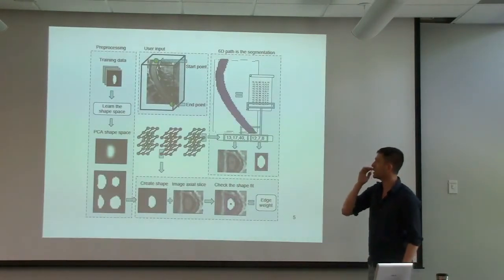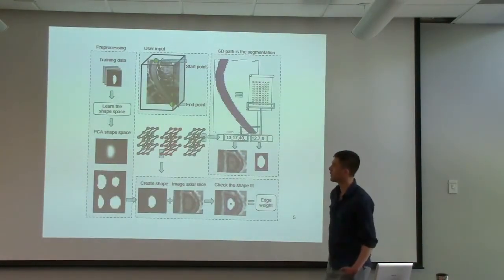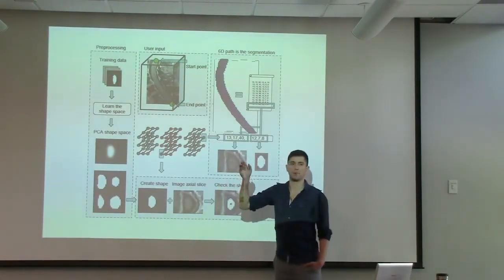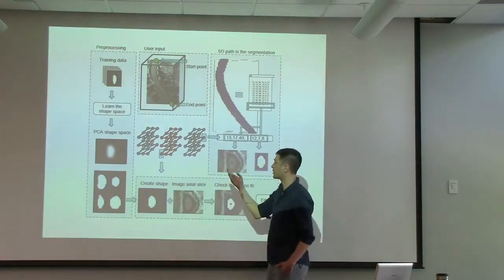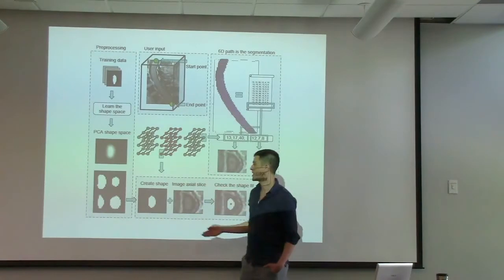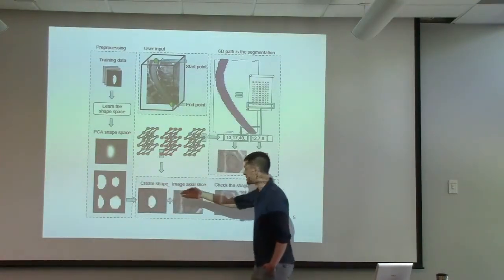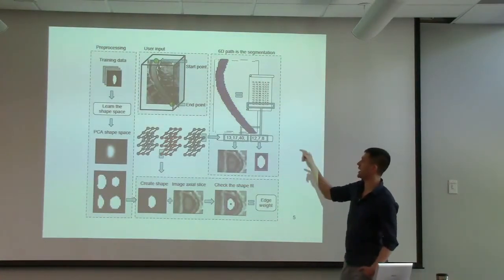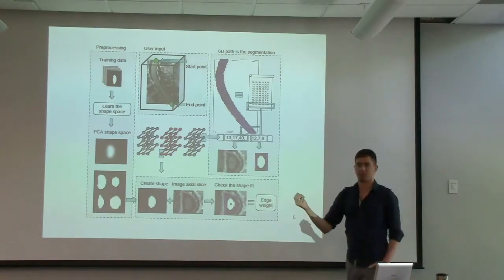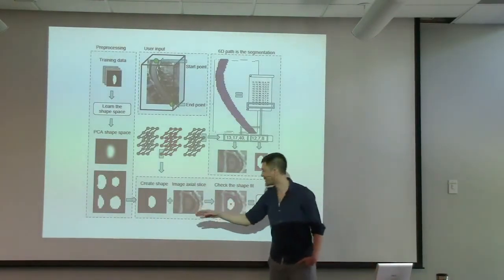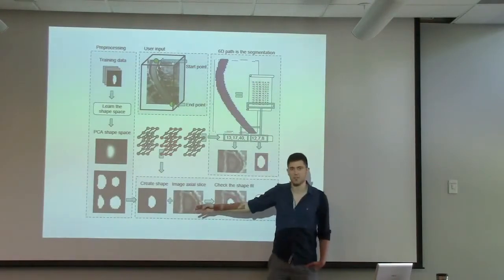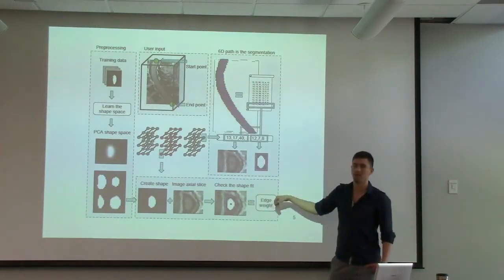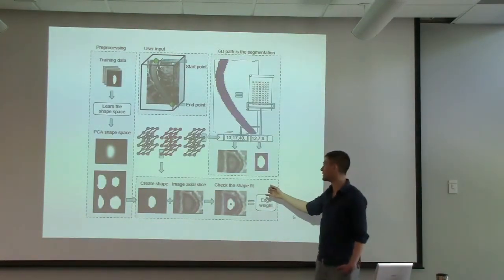I'll give you an overview of the pipeline. We start out with training data, where a human has gone through and marked out where the spinal cord is. We apply PCA to learn the shape space, and we can make different axial slices that look like that. Then at runtime, a user would enter a start point and end point. Starting from the starting point, we would create a shape, and then check how well it fits the image data, and get a score based on how well that shape fits the image data at that location. That score then becomes essentially the edge weight.